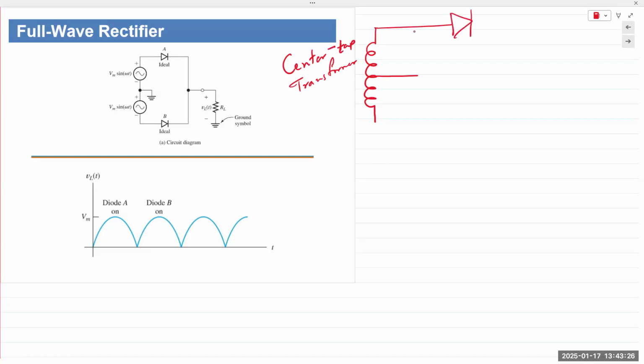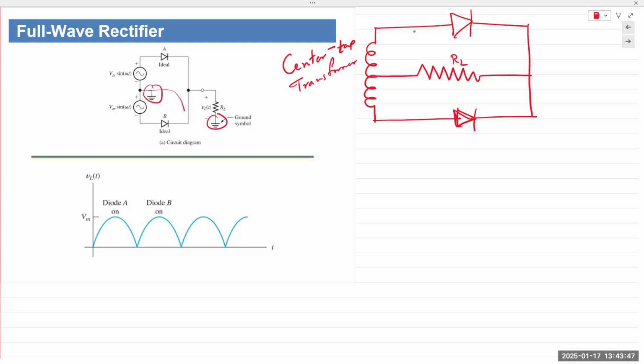I have a diode here, and a resistor in the middle. This would be RL. If you look, the ground line is right here, and that means RL is connected this way to the center tap. Okay. So let's see how this is going to work with the ideal diode model.